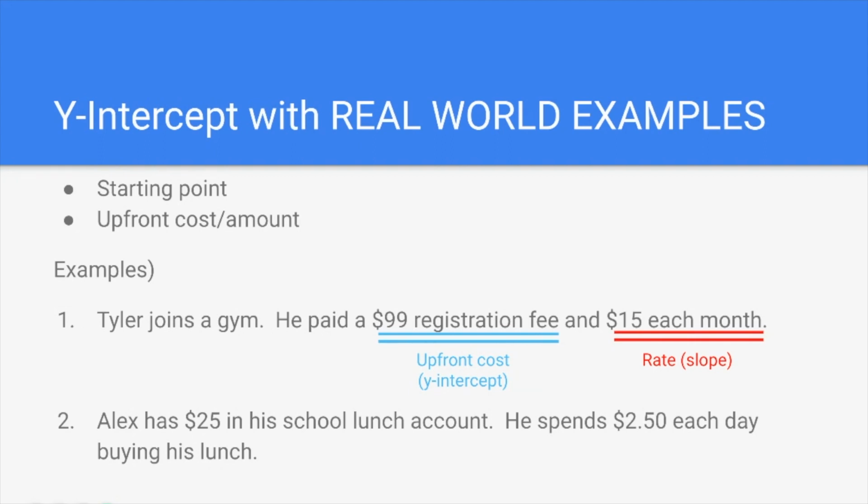Number 2, Alex has $25 in his school lunch account. He spends $2.50 each day buying his lunch. My upfront or my starting amount is my $25. Therefore, that is going to be my y-intercept. And my rate or my slope is going to be $2.50 because that's what he's spending every single day.